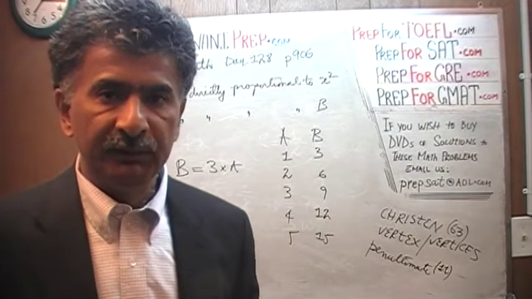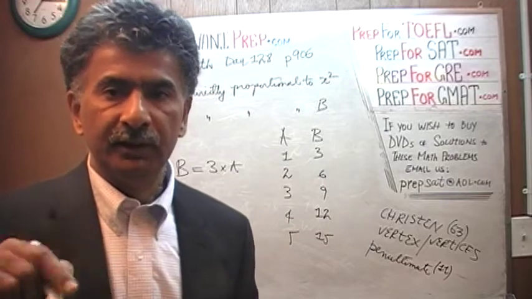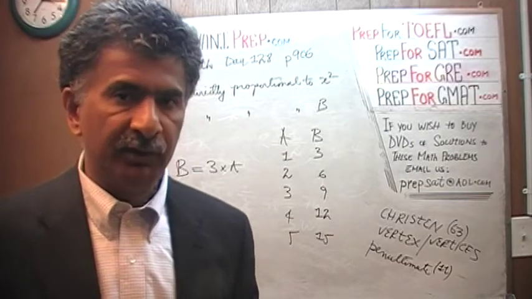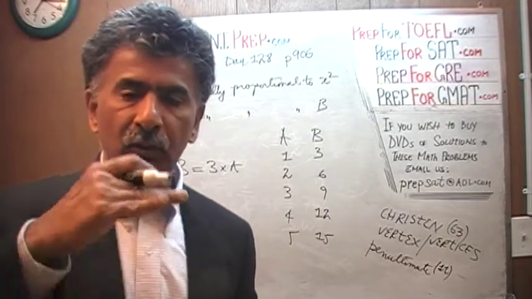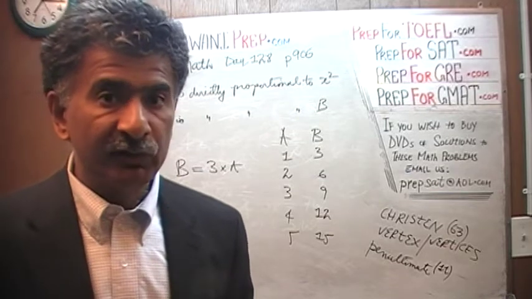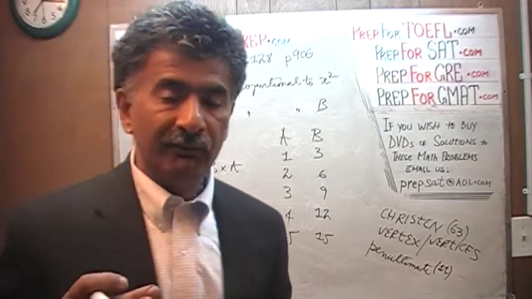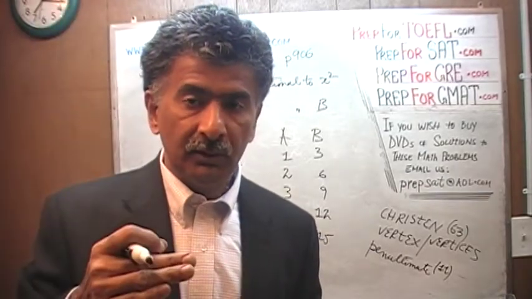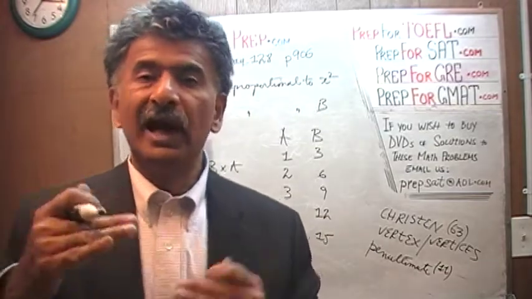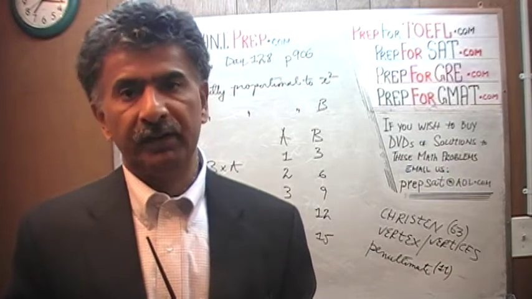Directly proportional simply means that when one goes up, the other one goes up. When one goes down, the other one goes down. In other words, two variables are directly proportional when they move in the same direction. They both go up and they both go down together, as opposed to inversely proportional. If the two variables are inversely proportional, when one variable goes up, the other one goes down, and vice versa. So they move in the opposite direction, and that's called inversely proportional. Here they are directly proportional.